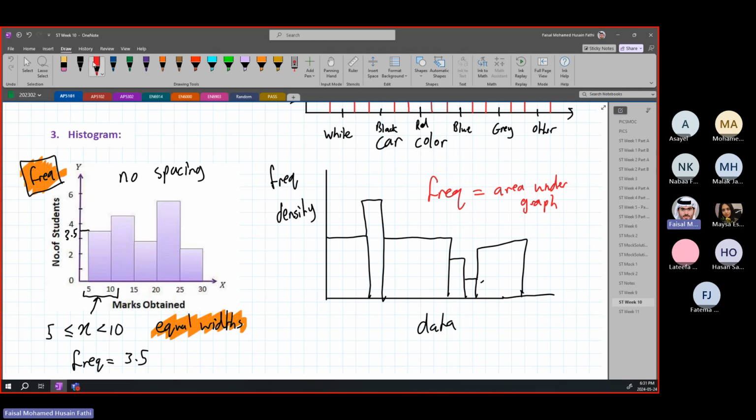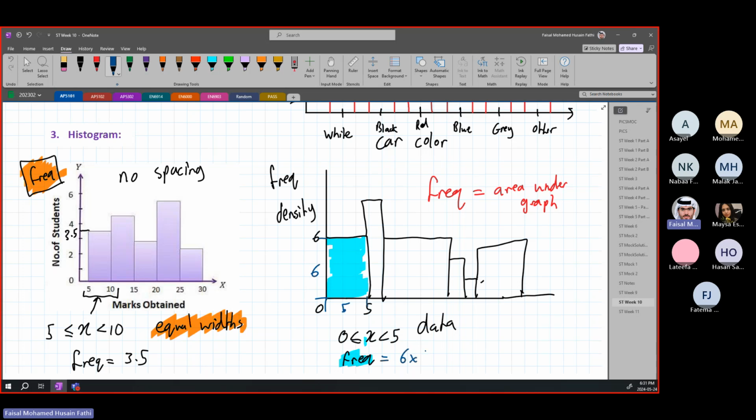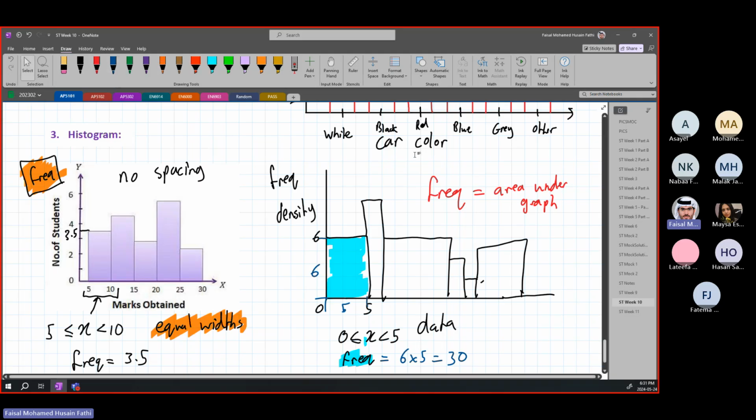So for example, let's say that this is from 0 till 5, and this is 6, all right? If you want to find the frequency of 0 less than or equal to x less than 5, you're going to have to take the area of this square over here. All right, this is going to be your frequency. What does that mean? This means that this height over here is 6, and from here to here, this is 5. So the frequency is 6 times 5, in this case equal to 30. All right, and this is going to be clearer now when I solve the example. But this is a very important thing to notice.